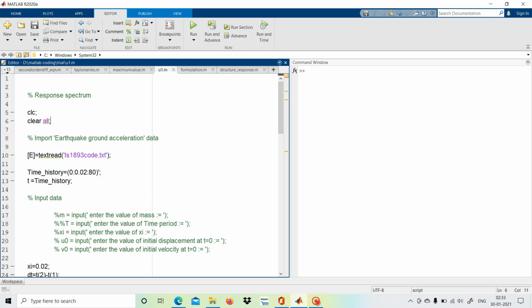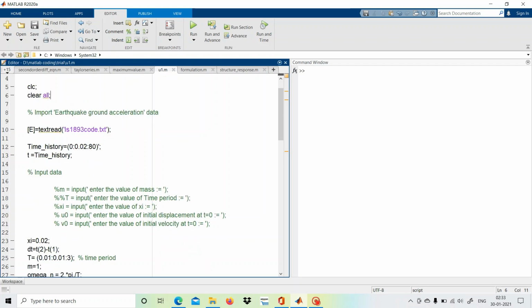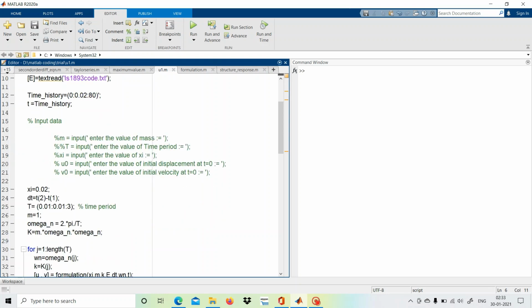So we will have the ground acceleration, and that name is IS1893 code. We have just given the name to that, and the command is textread. So it will record that earthquake E. And the time history, we are just discretizing up to 80 seconds, starting from 0 to 80, at a time interval of delta t, which is 0.02. And with the time history, that is small t, we are just showing that time history.